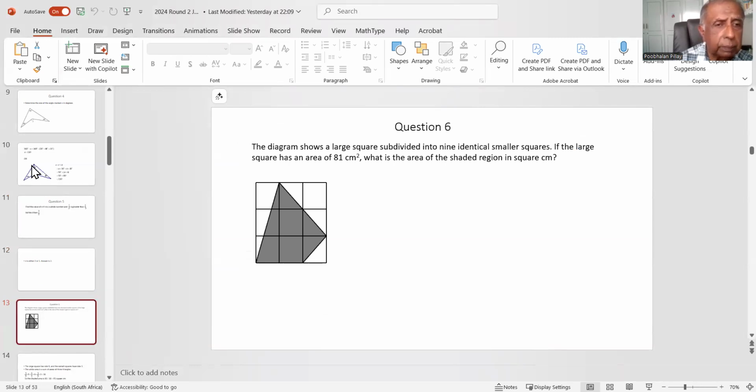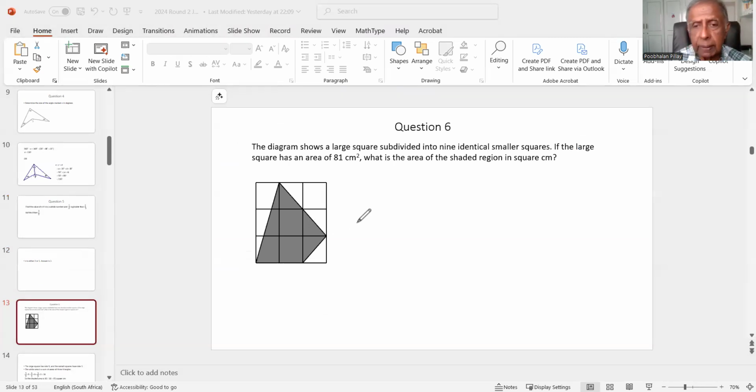Okay, now let's have a look at question 6. It says here the diagram shows a large square. So you got this whole square here. And you're supposed to calculate the area of the shaded region. They do say the large square has got area 81. So it means the area of a square is a side squared. So each side has to be 9.